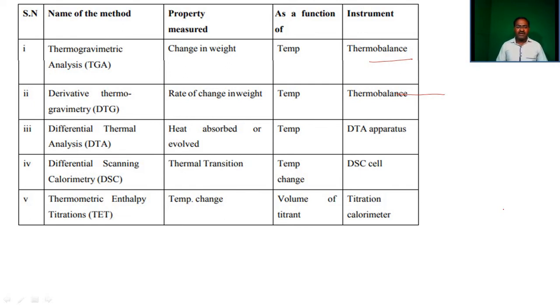Thermometric enthalpy titrations: temperature change as a function of volume of titrant. Titration calorimeter is the instrument.